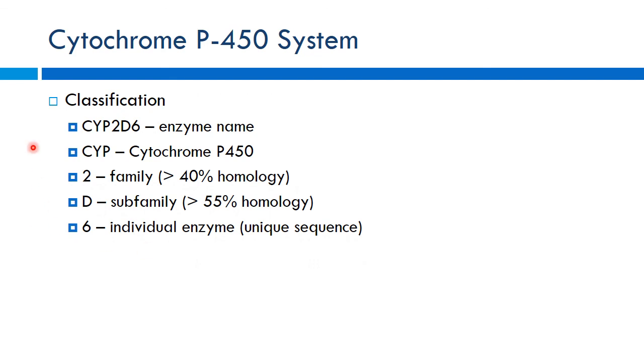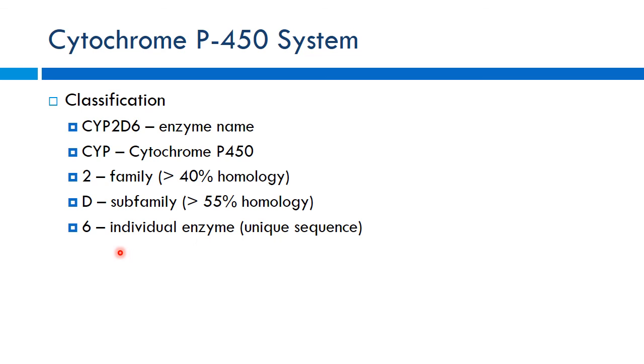So when looking at a CYP enzyme, say for instance we have a name like CYP2D6. The CYP is just referring to the fact that it's a cytochrome P450. The 2 refers to the family of enzymes. So basically, it's looking at the homology, or how similar the amino acid structure is between the different enzymes. D would be the subfamily, so we're starting to see more homology between the different enzymes. And then finally, 6 would be that individual sequence.